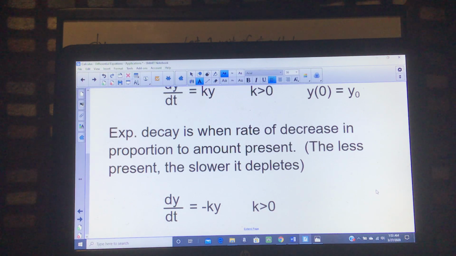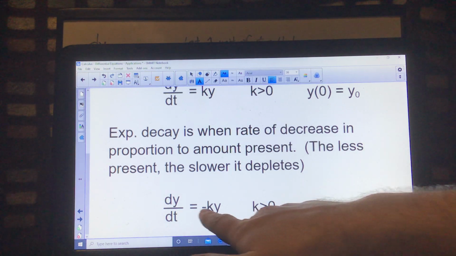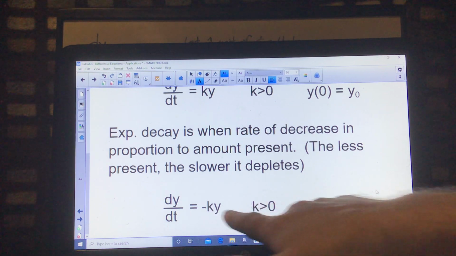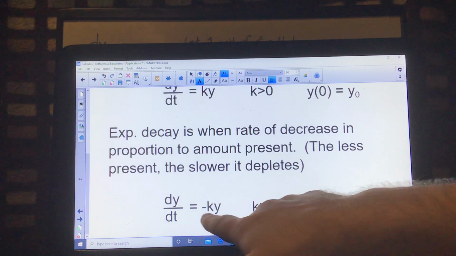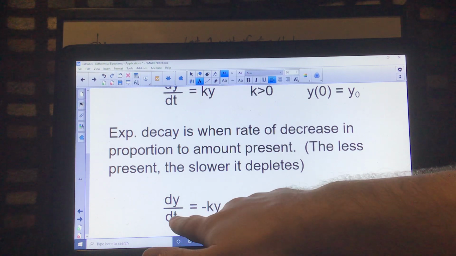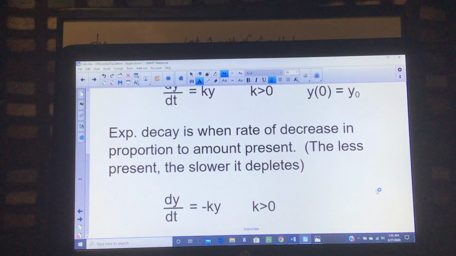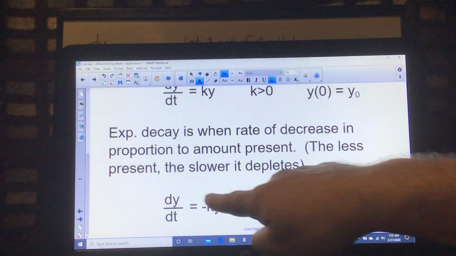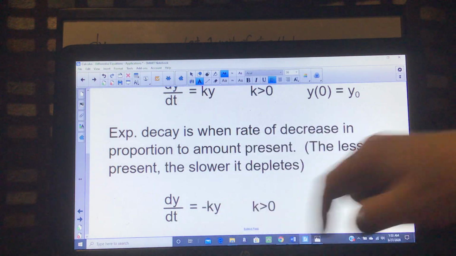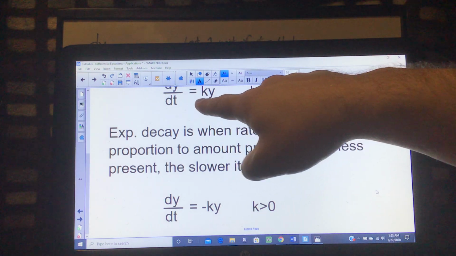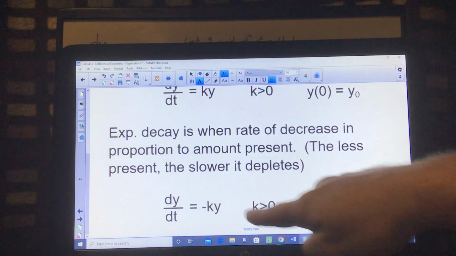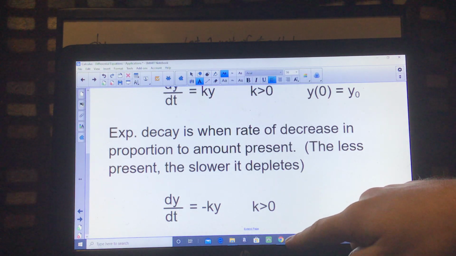If you're not growing, but you're shrinking, there's a negative on the k. So the k is technically still positive, but you're going to throw a negative on it. And basically, if there's a negative on here, that's going to represent a decay rate. So we would use this in cases where things are shrinking, because positive will make positive growth, negative will make a negative growth, which will shrink the original amount.